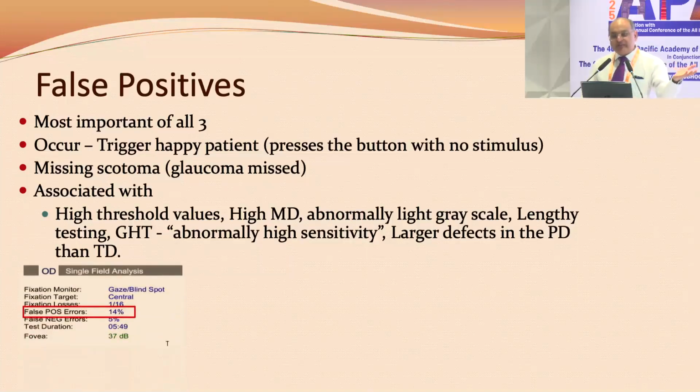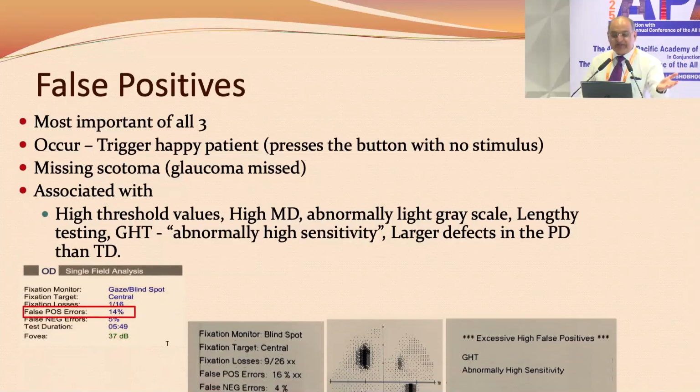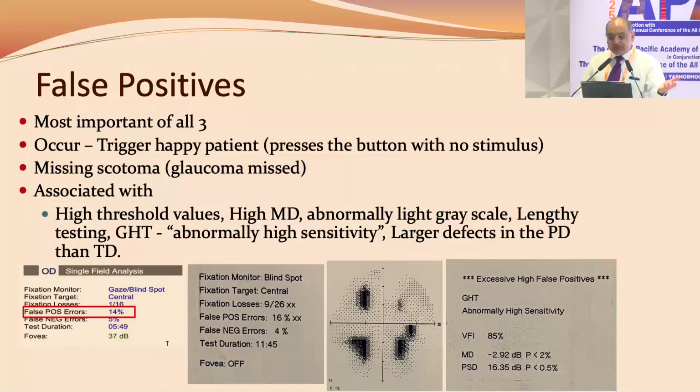So this is how is the upper limit. 14% can be accepted, but when we have 15%, you often have fixation losses, and this is what you come out with. So you have high false positives with abnormal high sensitivity, and you have a white scotoma like of a picture.